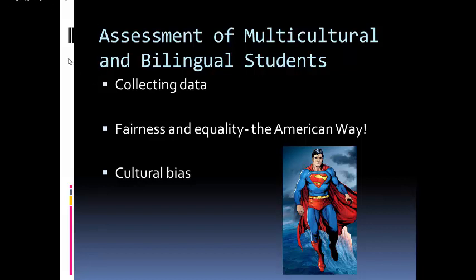Also, it's only fair. And don't you love Superman down there? Fairness and equality, the American way. We need to help these children learn English as soon as possible, so we want to give them fair tests and be able to help them be successful in the class for however long they may be with us.